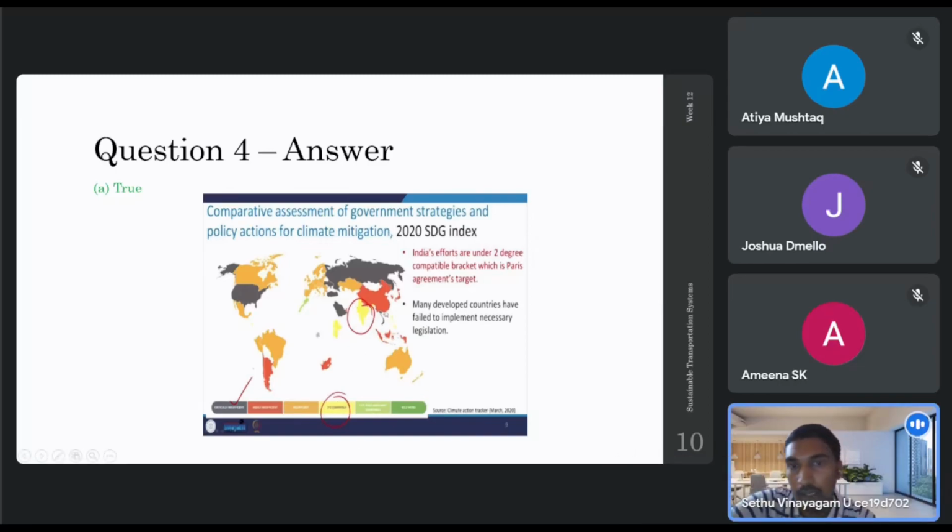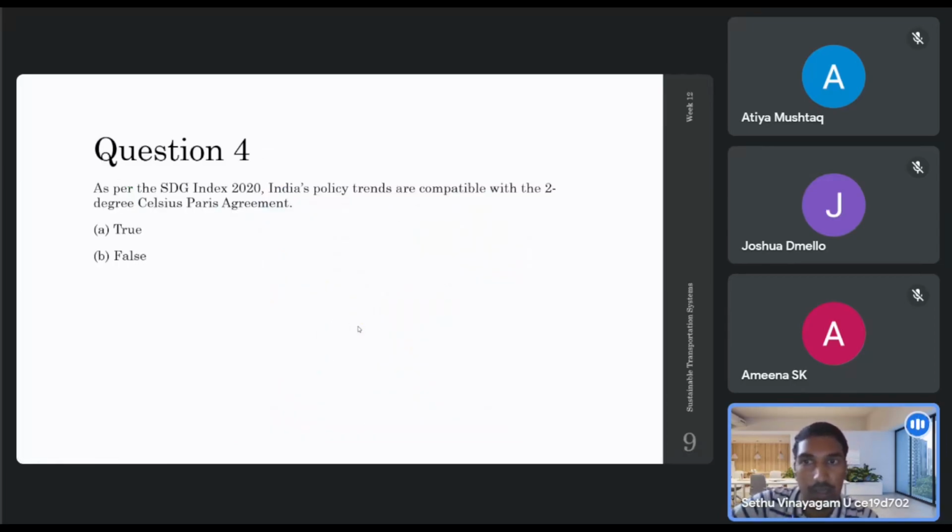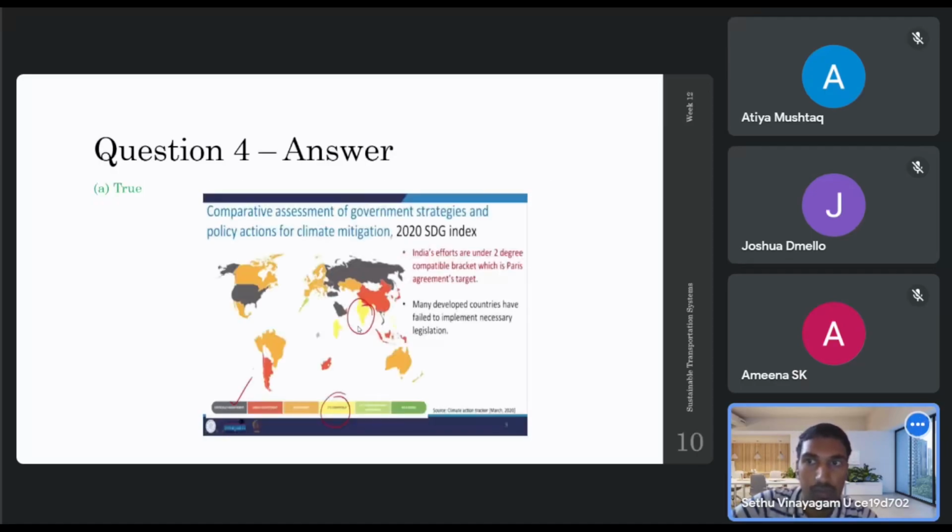If you look at it, India comes under this category, where the policies of our country are compatible with the Paris Agreement. So therefore, the given statement is correct in saying that India's policy trends are compatible with the Paris Agreement. Okay, therefore it is true.